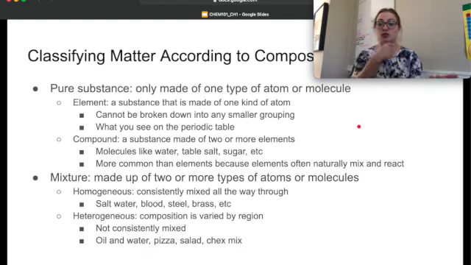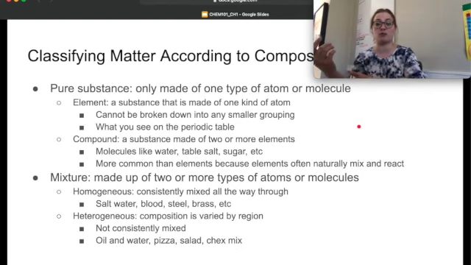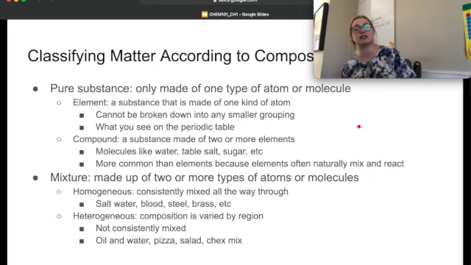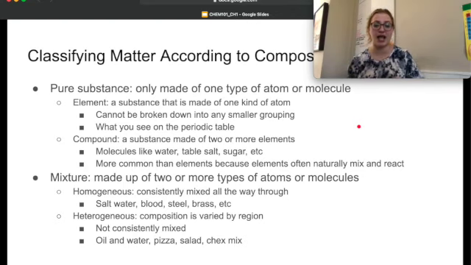It doesn't matter whether you draw my blood from my left arm, my right arm, my hands, anywhere in my body, you're going to find that my blood is mixed consistently all the way through. So homogeneous mixtures, again, are just mixed consistently all the way through. It doesn't matter where you get the sample from. You'll find that it has the same composition no matter what you look at.